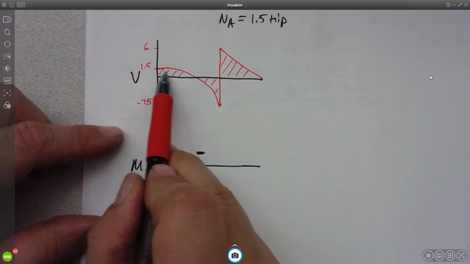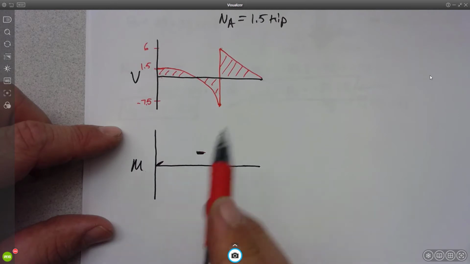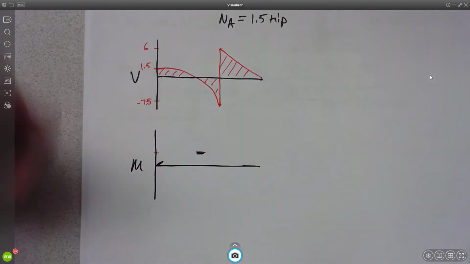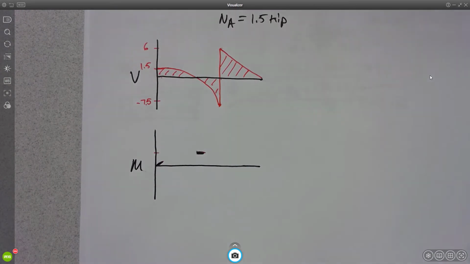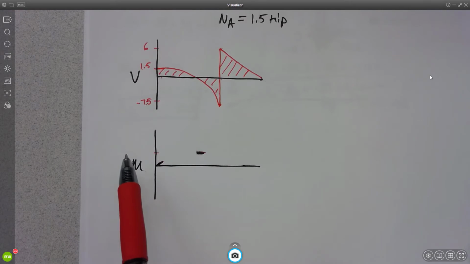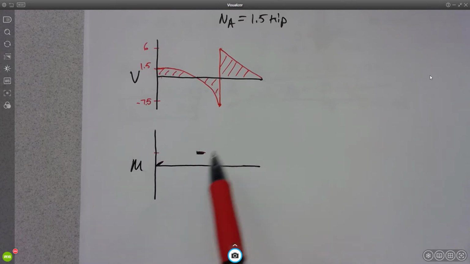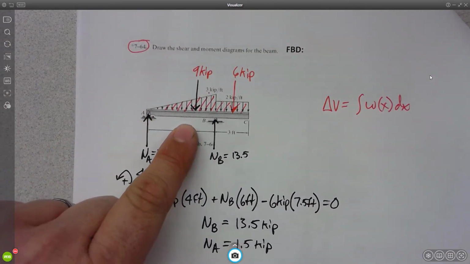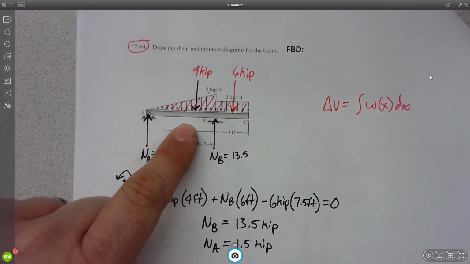I know that I have a positive change. The location of this point here is the area underneath that. Well, shoot. I don't know what the area underneath that is, do I? Sure don't. So what am I going to have to do? I'm going to have to come back up here to this guy and divide it into load regions and write some equations.